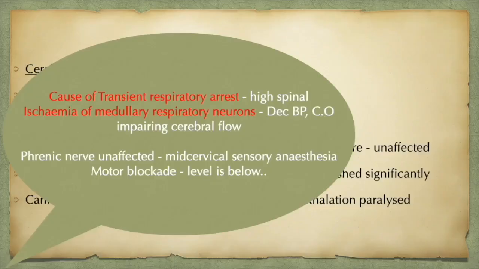The cause of the transient respiratory arrest following high spinal is usually ischemia of the medullary respiratory neurons following a severe fall in BP and cardiac output, which impairs the cerebral blood flow. The phrenic nerve is usually unaffected most of the time, even when the sensory anesthesia is up to the mid-cervical level, because the motor level is expected to be below. Therefore, phrenic nerve motor blockade is unlikely.